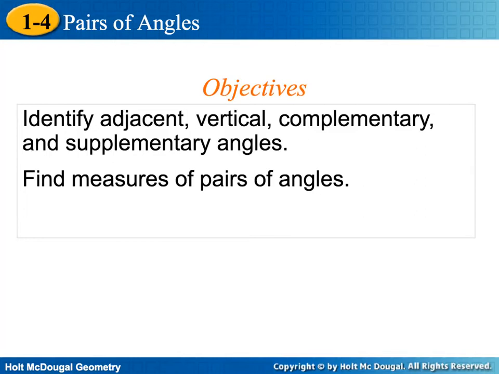Okay, these are notes for section 1.4, pairs of angles. The objective for this lesson is to first identify adjacent, vertical, complementary, and supplementary angles, and then, using that information, to be able to find the measures of pairs of angles.